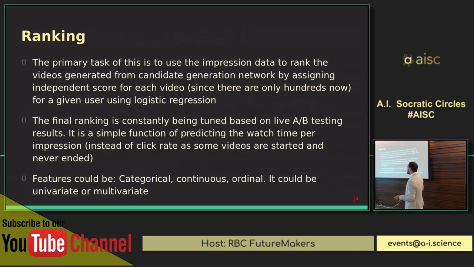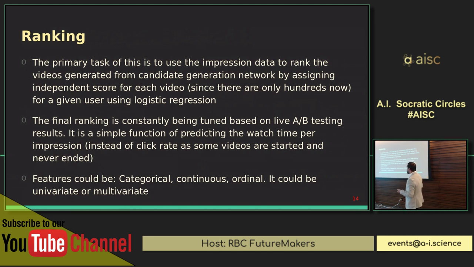As with the previous features, they could be categorical, continuous, ordinal, and in here, it could be univariate and multivariate. Categorical is something that is just categories, so red, blue, green, where there's no specific order between them. Continuous is data where there are numbers, and you can have any number between two numbers. And ordinal is categorical data where there is a specific sequence, so high is better than medium, better than low.